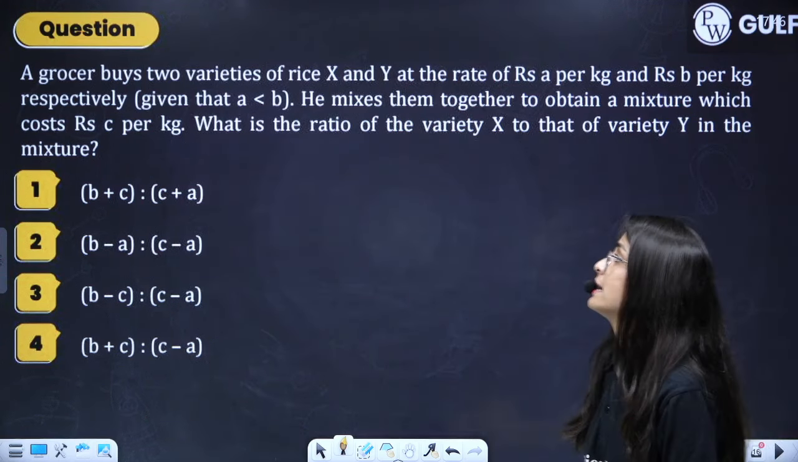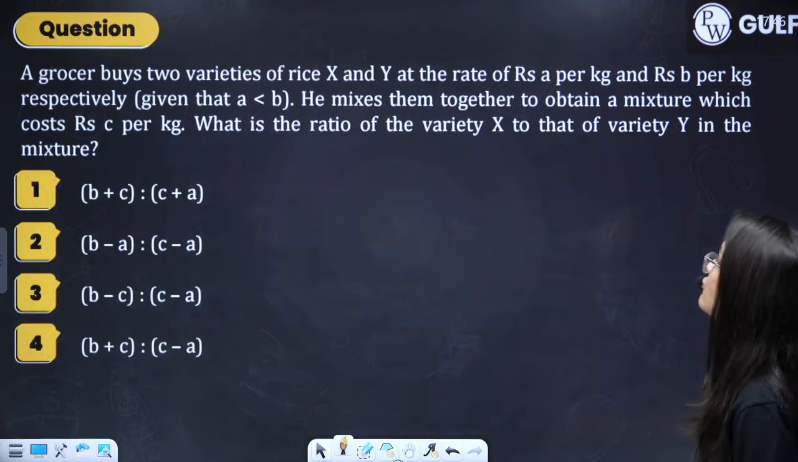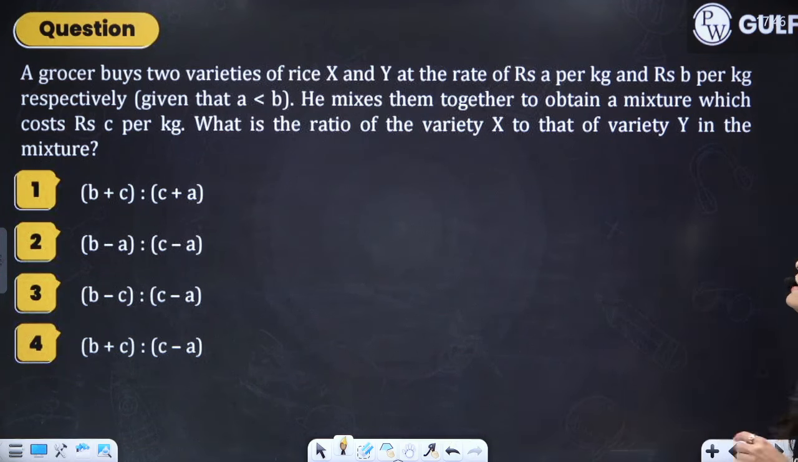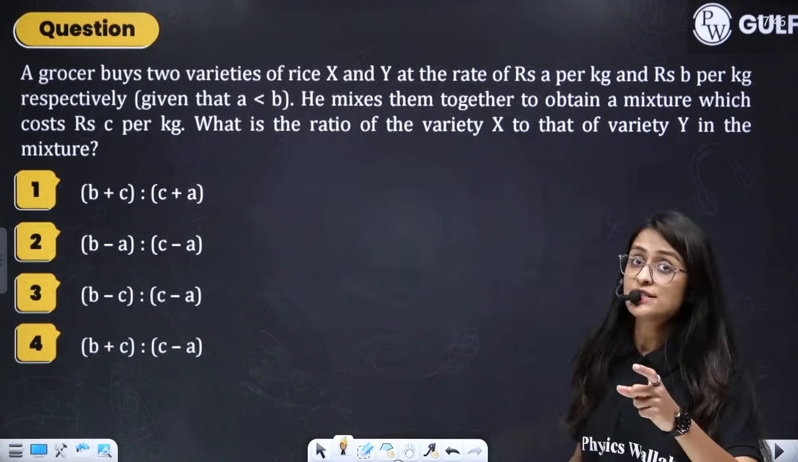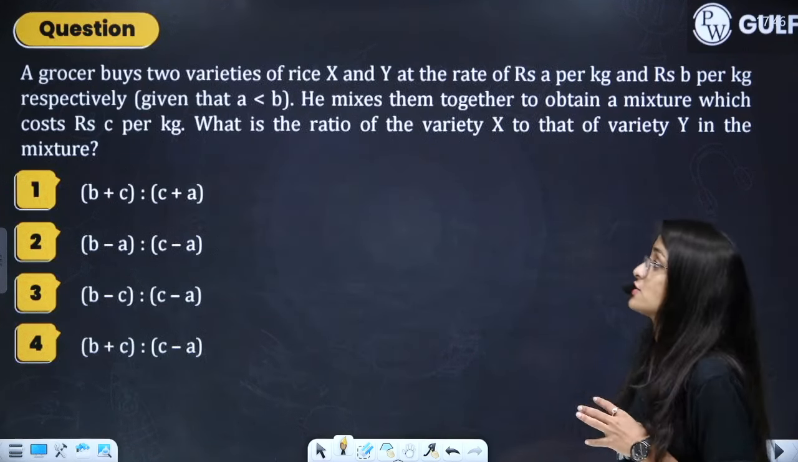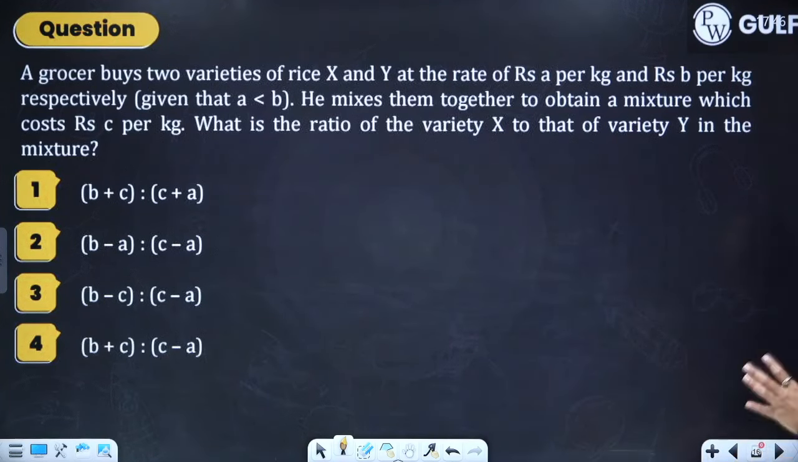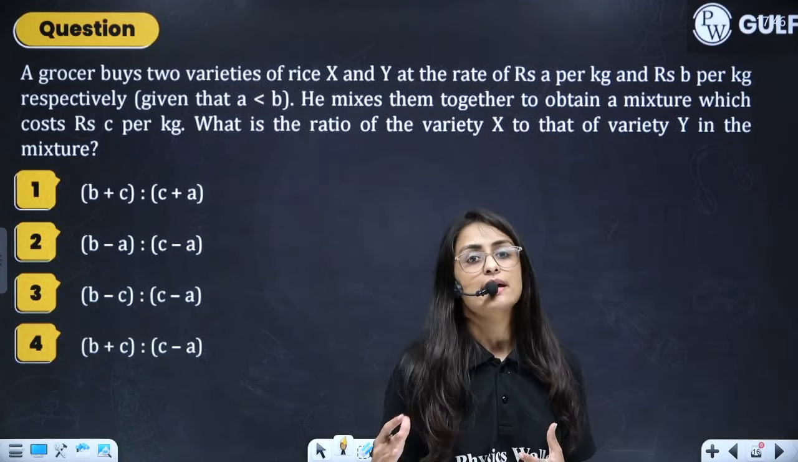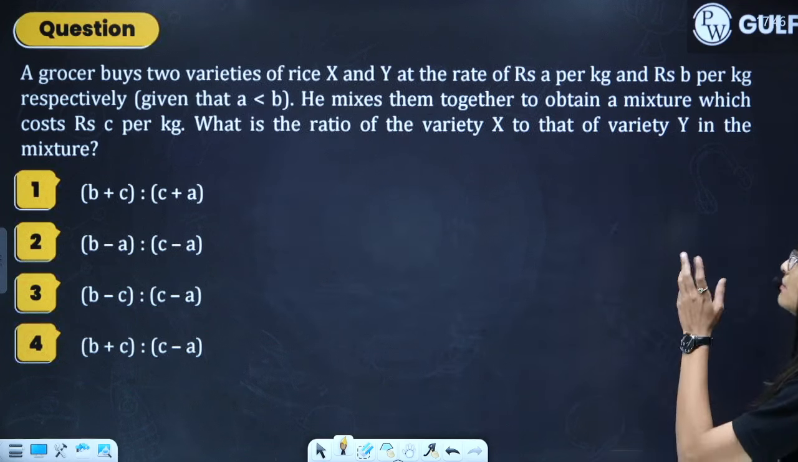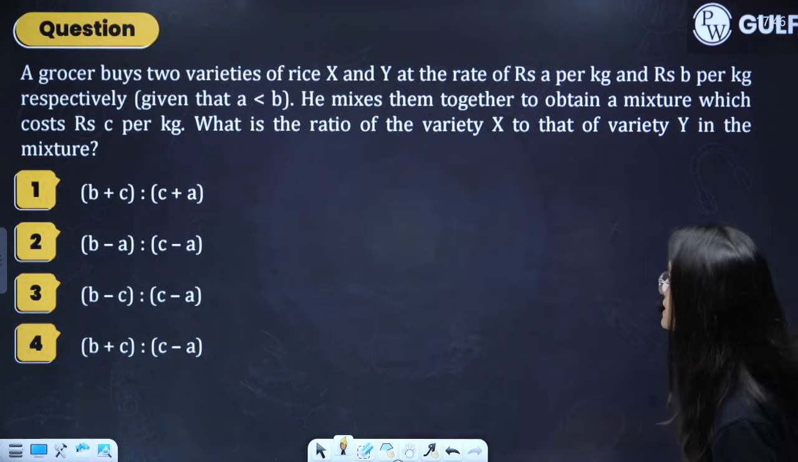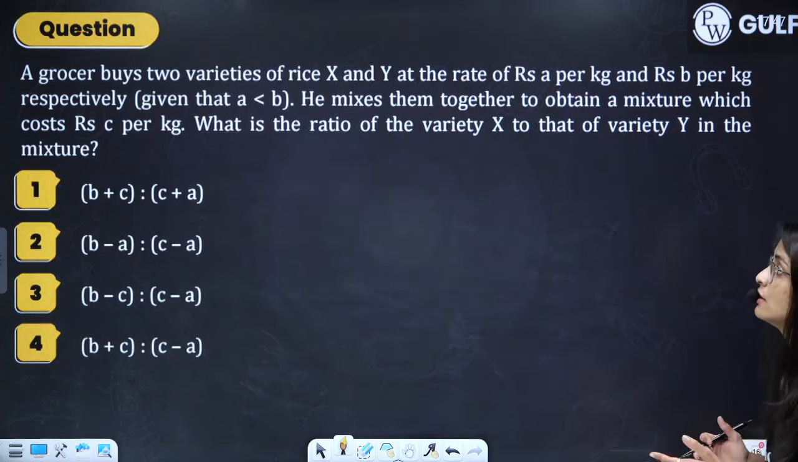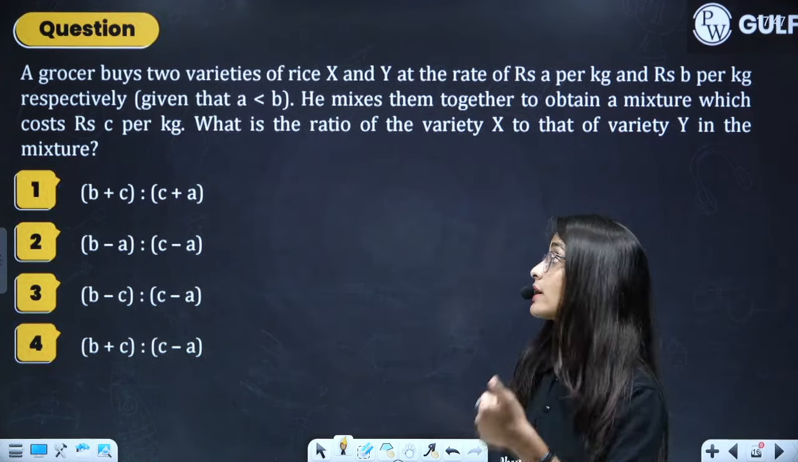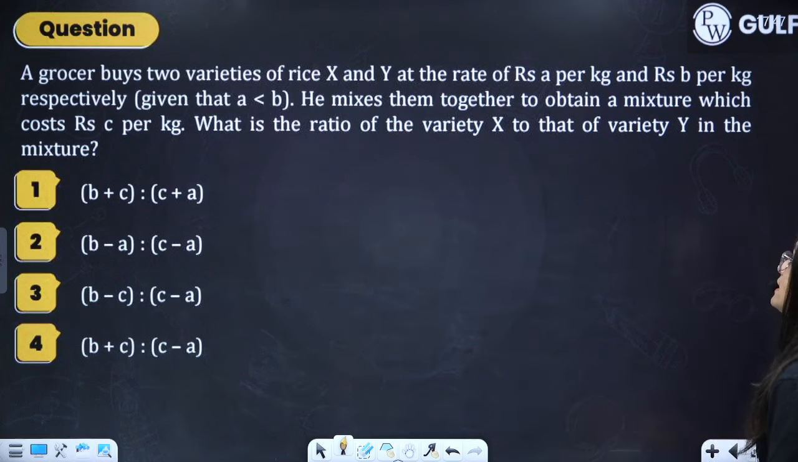Moving forward, a grocer buys two varieties of rice, X and Y, at the rate of A per kg and at the rate of B per kg respectively, given that B is greater than A. Here we have been given that B is greater than A. He mixes them together to obtain a mixture which costs C per kg. What is the ratio of variety X to that of variety Y in the mixture?